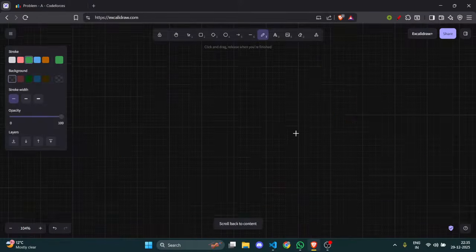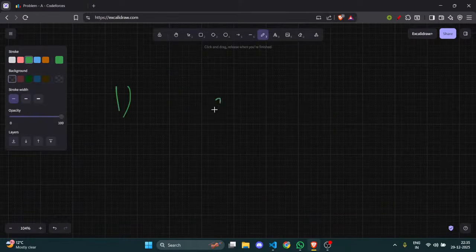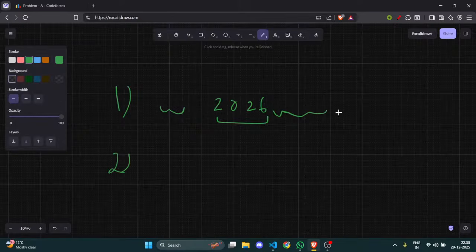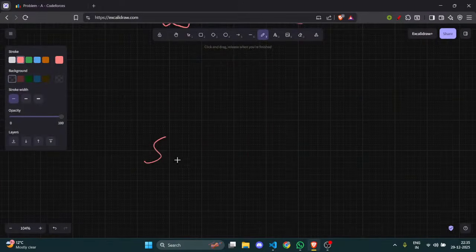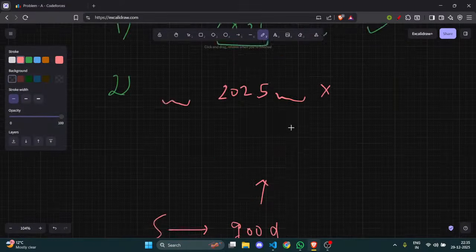continuous substring. So the first condition says the string should be something like this: here it could be anything, just 2026 should be a continuous substring. Or the other thing, 2025 should not appear. So either this should happen, or this should not happen. One of them should hold true. We are given a string S, and we need to make it a good string, and a good string is defined by these two conditions, which I have marked above.